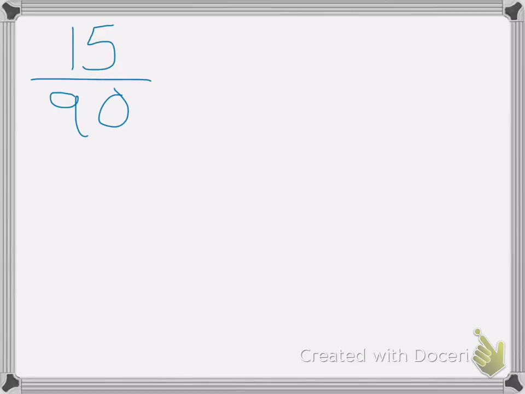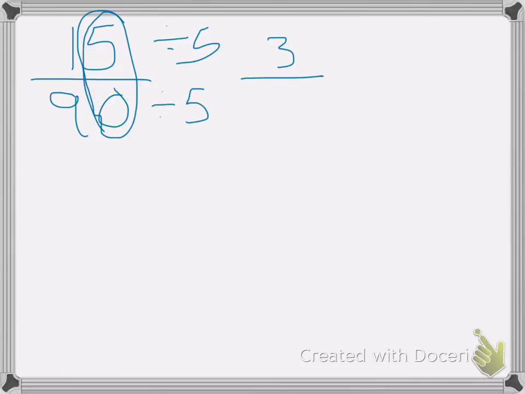This one here, we've got 15 over 90. Well, what do they end in? A 5 and a 0. So I know that 5 can go into both of these. When I divide 15 by 5, I get 3. When I divide 90 by 5, well, 5 goes into 9 one time. That leaves you with 4 left, that leaves you with 40. 5 goes into 40 8 times.